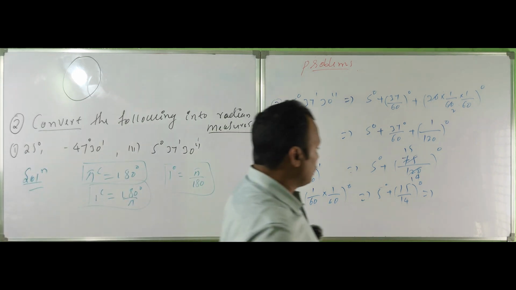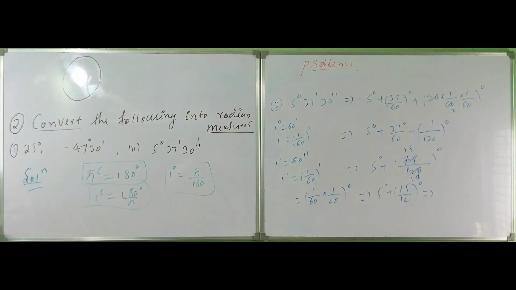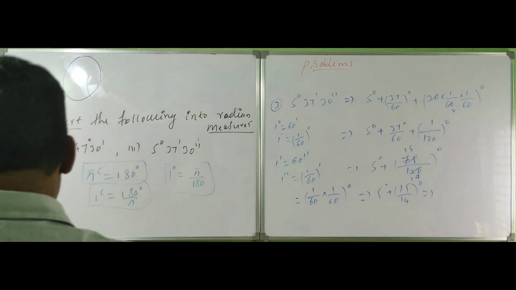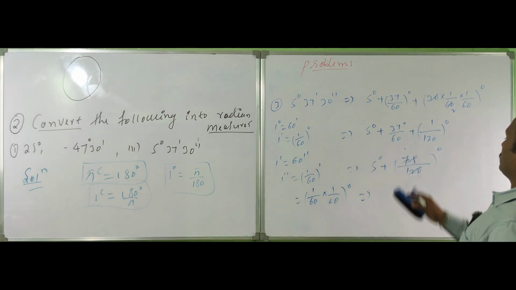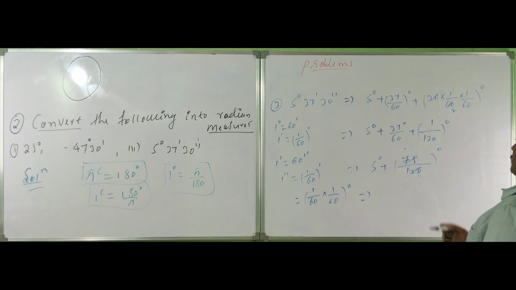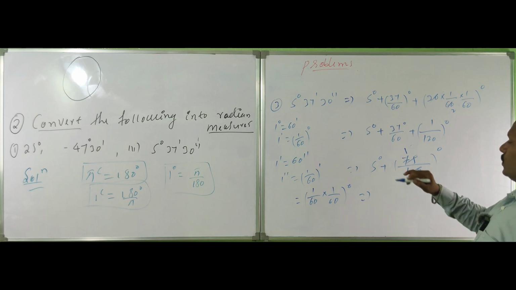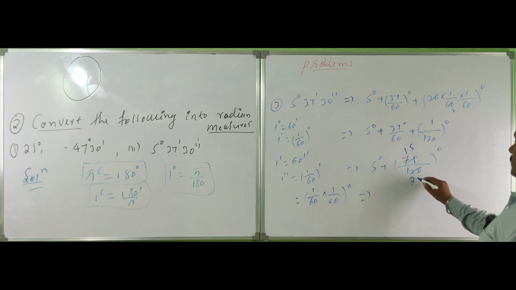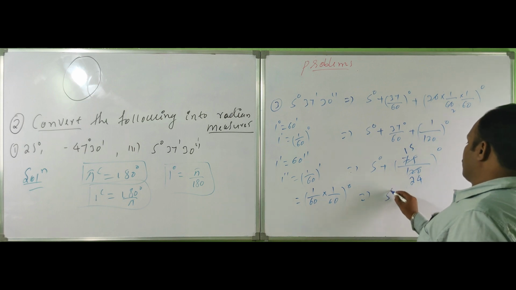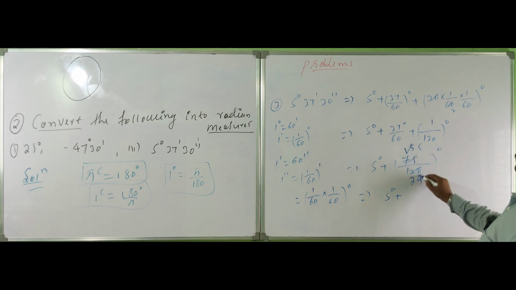I have made an error here. Let me redo it. 5 degree plus 75/120, which simplifies to 5/8 degree. So 8 into 5 is 40, 40 plus 5, 45/8 degree.